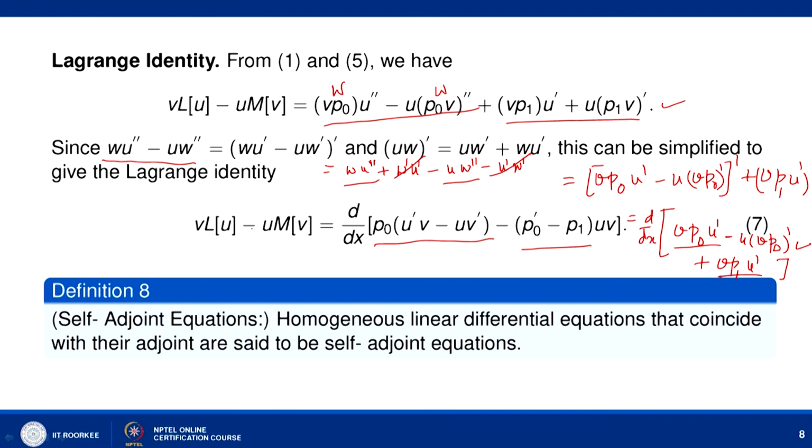So v Lu minus u Mv is equal to d by dx of P0 u dash v minus u v dash, minus P0 dash minus P1 uv, and this identity is known as the Lagrange identity.